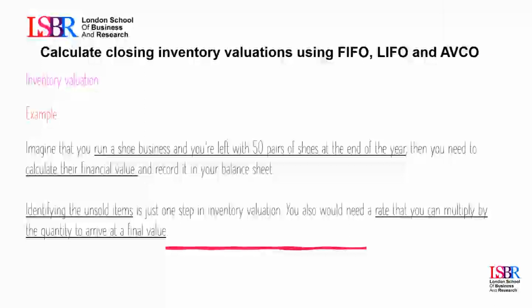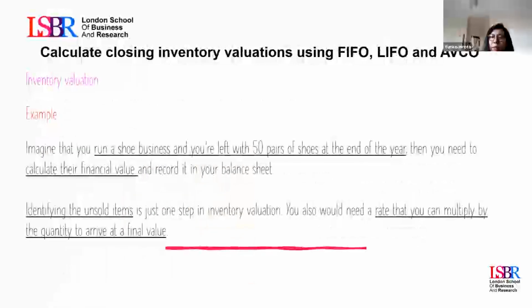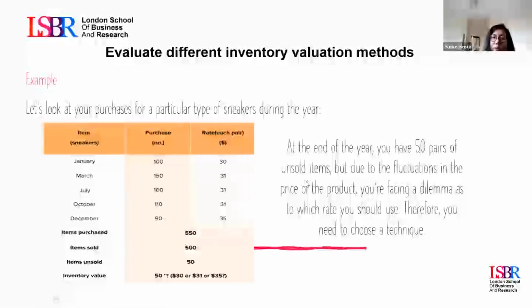Exactly. Yes. So imagine that we have these 50 pairs of shoes physically in our inventory. What would be the cost of these 50 pairs of shoes? What would be the correct valuation for these 50 pairs of shoes that are still in the warehouse, according to the three methods?